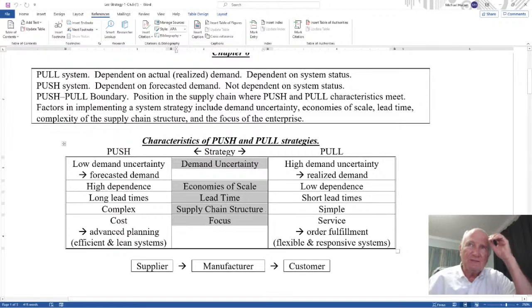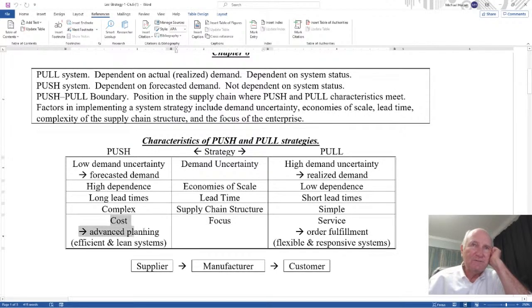And the more simple the supply chain, you have a pull system. Well, push usually has an objective of cost, advanced planning because of forecasted demand, and usually a push system lies within efficient systems and lean systems. And we'll talk about efficient and lean systems, which is cost, in the last half of this course. We have lean supply chains.